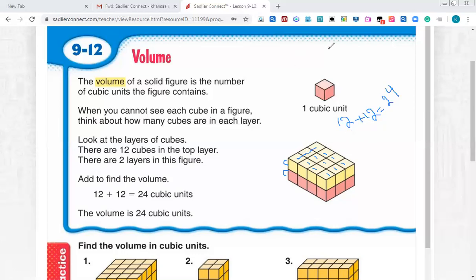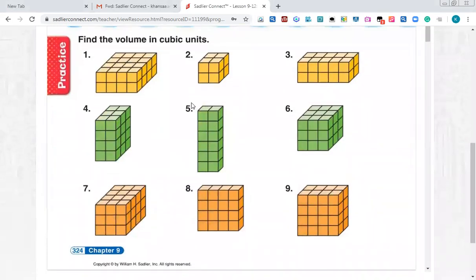Okay, so now let's start to solve. Same steps. Number one, we have to count how many cubes we have in the top layer. How many cubes do we have in the top layer? Let's count. 1, 2, 3, 4, 5, 6, 7, 8, 9, 10, 11, 12, 13, 14, 15, 16. So there are 16 cubes in the top layer.